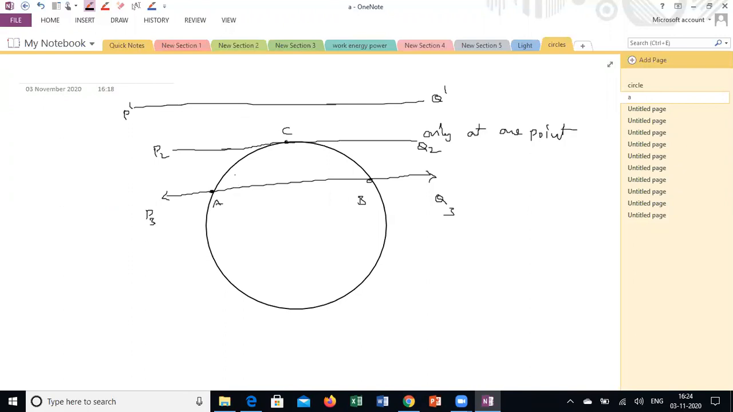If you observe these three lines, other than these three, are there any other possible ways you can draw a straight line in a plane or anywhere? Is there any other way? Is it possible to draw a straight line which can intersect the circle at three locations? Oh, sir.